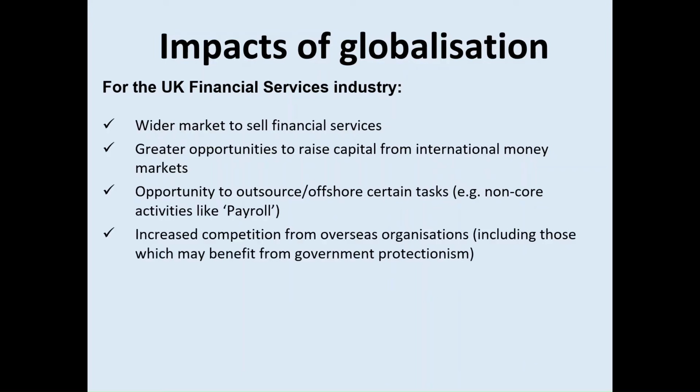There's increased competition from overseas organisations. Of course, globalisation does not just mean that the UK financial services industry can benefit, also there is competition from overseas which can benefit, including those which might benefit from government protectionism.